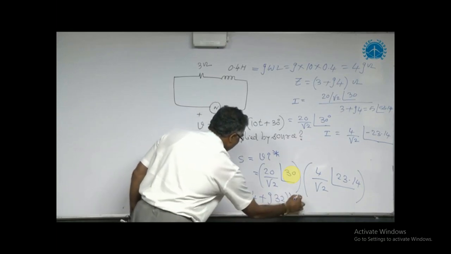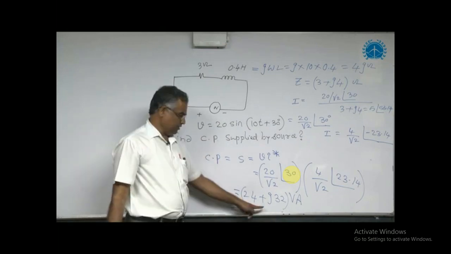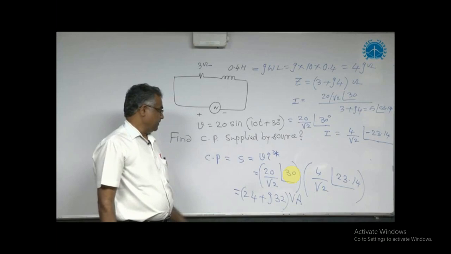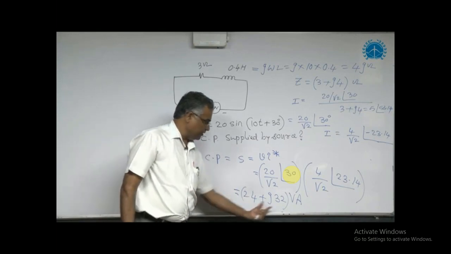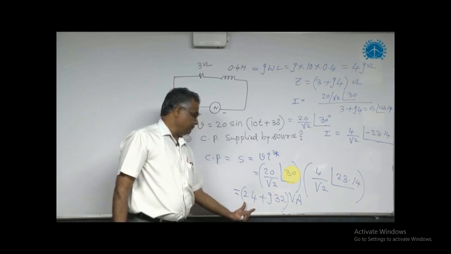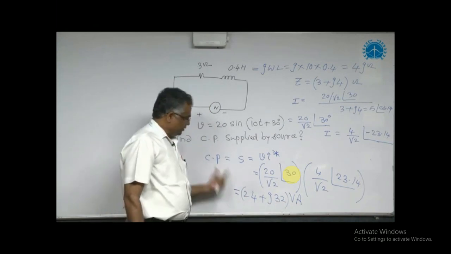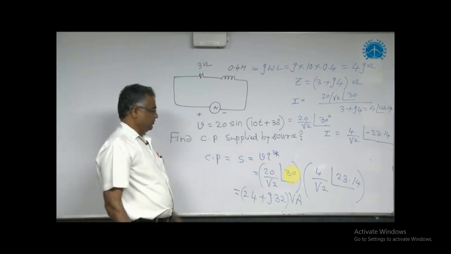Units are volt ampere. We need not convert to complex form. We can also keep it in polar form. The advantage of converting into this form is that it gives the P value and also the Q value. P is the average power, Q is the reactive power. But this need not be in complex form, it can be in polar form also. Over.